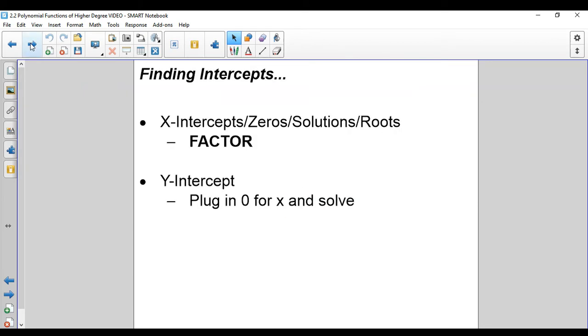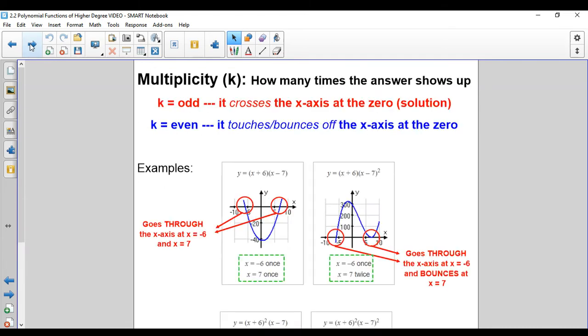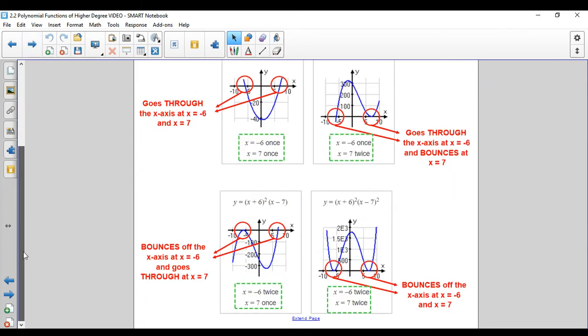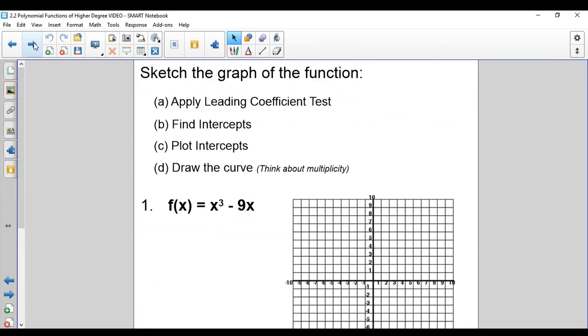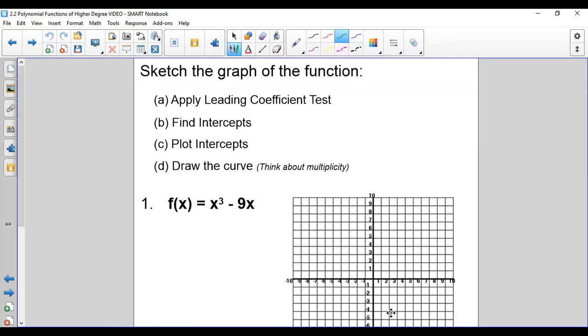Finding intercepts, we're going to be factoring, plugging in 0 for x and solving for the y-intercept, which we'll define. Multiplicity is something that you need to understand as well, but again, these slides you can read through. So, looking at these, I'm asking you to do a rough sketch of the graph. We're going to apply the leading coefficient test, which we'll talk about, find the x and y intercepts, plot the intercepts, and then draw a rough curve through the points we've plotted. We're going to think about multiplicity though.